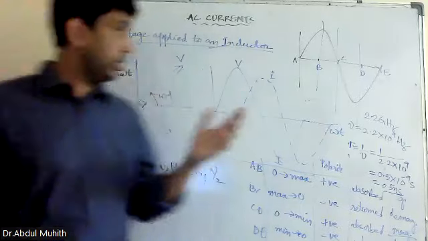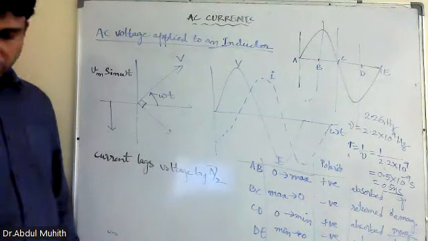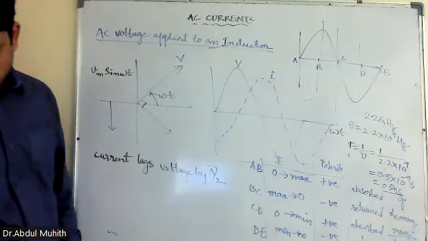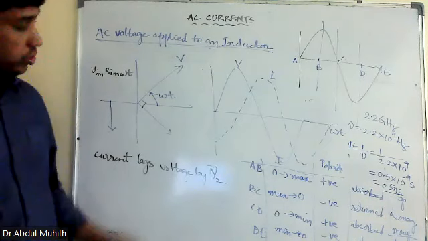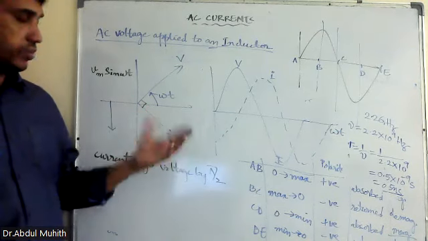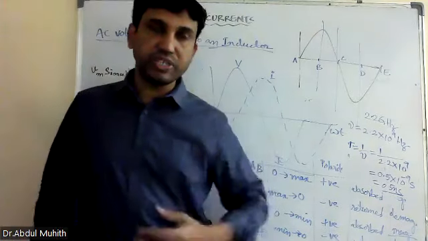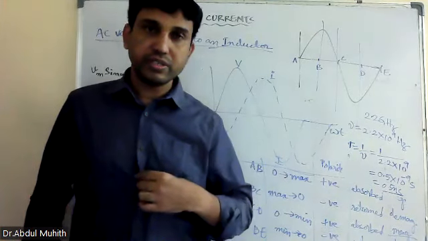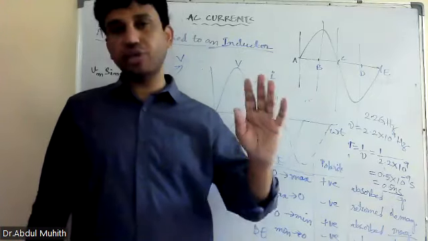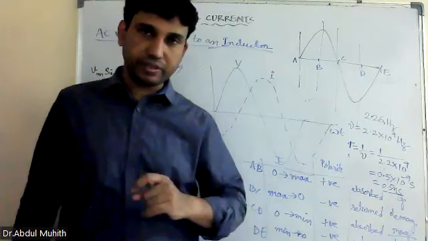Second circuit was AC voltage applied to an inductor. So now here, AC voltage applied to an inductor. What happened in this circuit? What is the voltage across an inductor? Potential difference across an inductor, what is that? Can you tell me the equation? See, potential difference across a resistor is IR, V is equal to IR. But what is the voltage across the inductor? Can anyone say that?